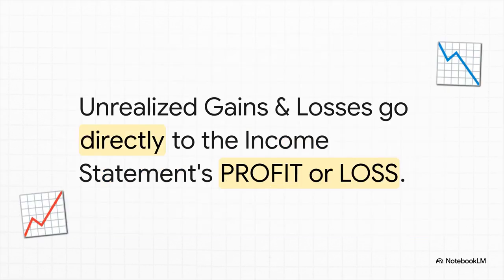And here it is, our third and final golden rule. This is the big one. At the end of every single accounting period, you have to adjust the investment to its new current fair value. Any change, whether it's a gain or a loss, goes straight to the income statement, straight into profit or loss.